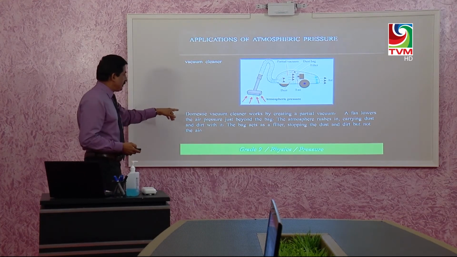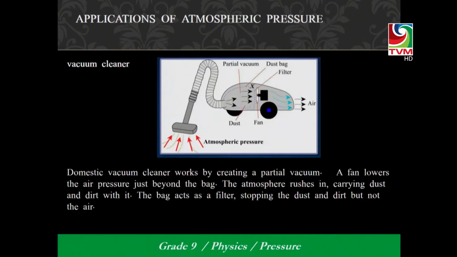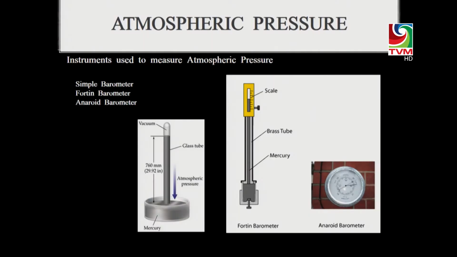So, a domestic vacuum cleaner works by creating a partial vacuum. A fan lowers the air pressure just beyond the bag. The atmosphere rushes in, carrying dust and dirt with it. The bag acts as a filter, stopping the dust and the dirt, but not the air.